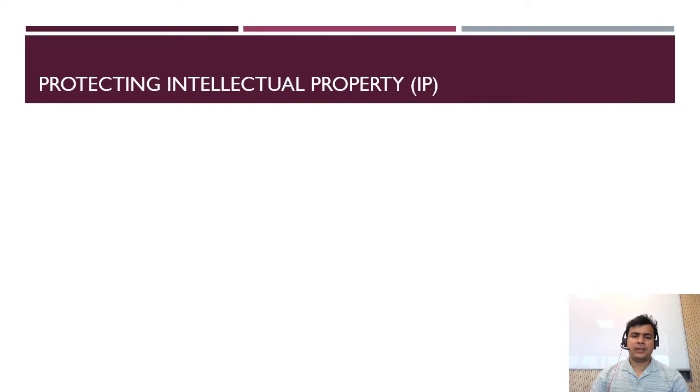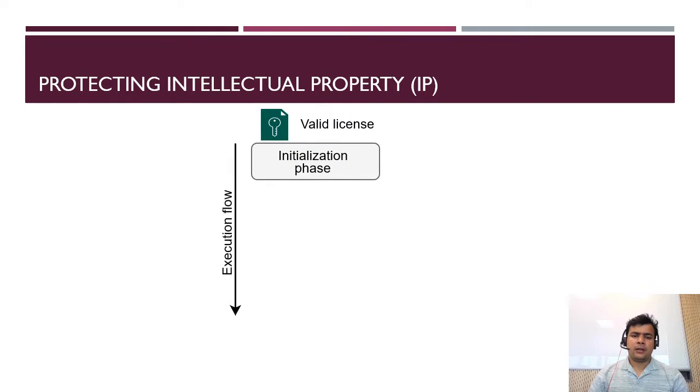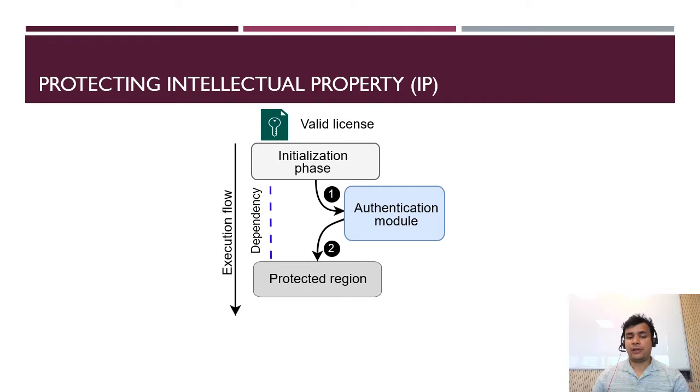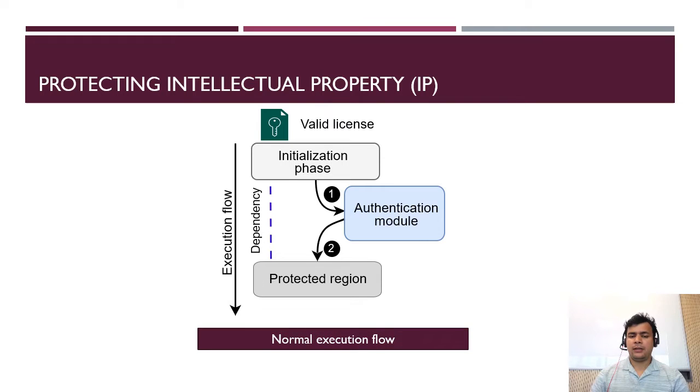The working of a typical license manager is something like this. If the user has a valid license file, after the init phase, it passes the license file to the application that validates it using an authentication module. If the license is valid, the control flow is allowed to proceed to the protected region. That is the feature that was access controlled. This is a typical flow of the license manager.